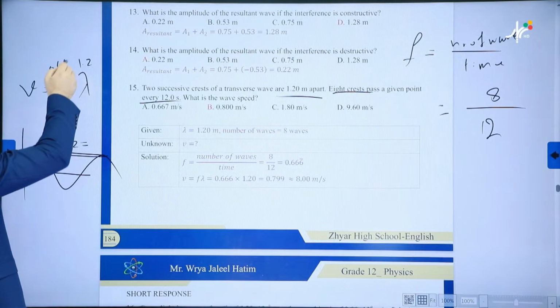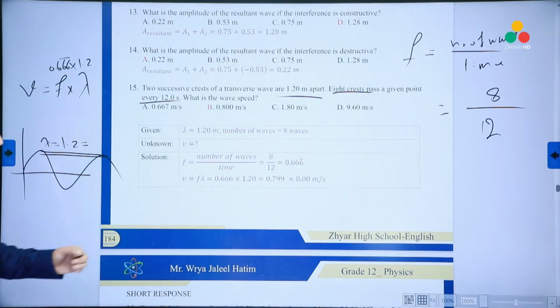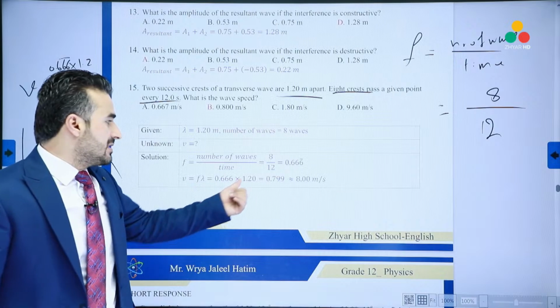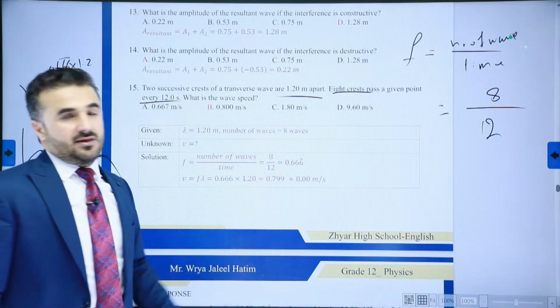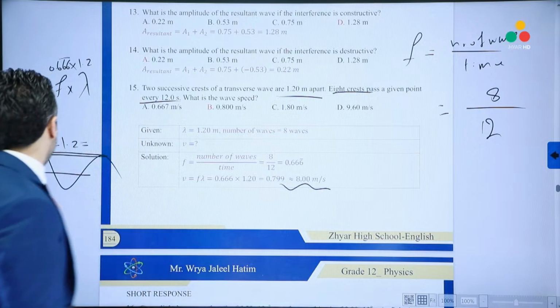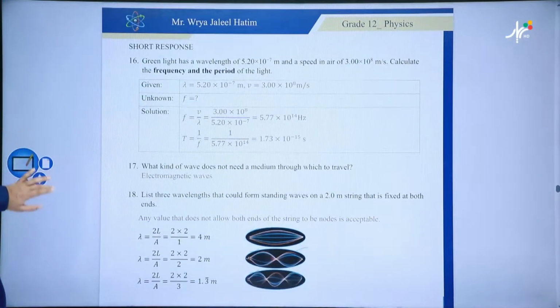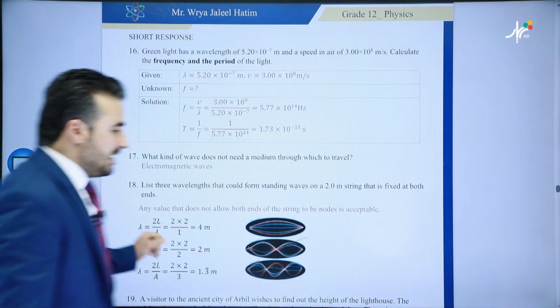So 0.666, and then it continues, multiply by the wavelength, you get the wave speed as you can see here. So wave speed, frequency times the wavelength, here's the answer that you get, which is about 8 meter per second. All right. And then we have some other questions, short responses.